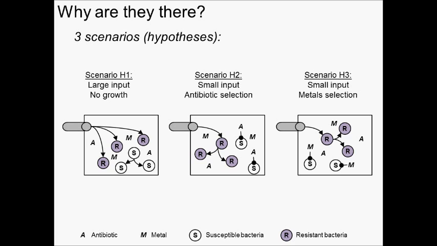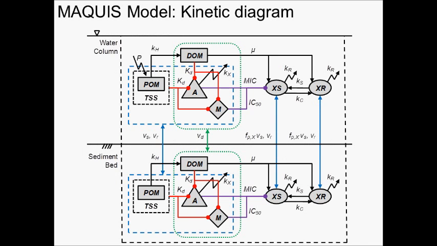Okay, so let's talk about the model. We want to explore these hypotheses. This is what we refer to as the kinetic diagram. It is very similar in concept to the kinetic diagram that you saw for the eutrophication model that I introduced in the introduction. Each one of these gray nodes, or boxes, is a state variable, and we have a segmentation that covers the water column and the sediment bed.